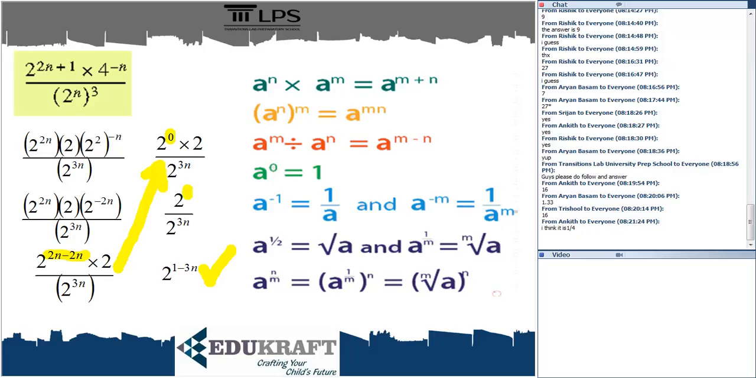A lot of students attempted the question, but none of them got it right. I hope the explanation will help you. Your final answer should be 2 raised to 1 minus 3n. That is the final answer, 2 raised to 1 minus 3n.